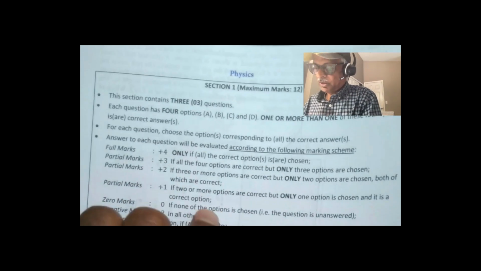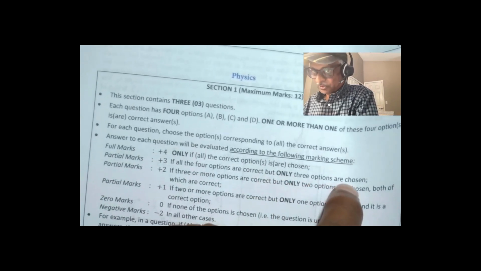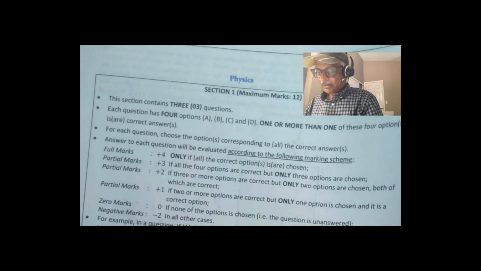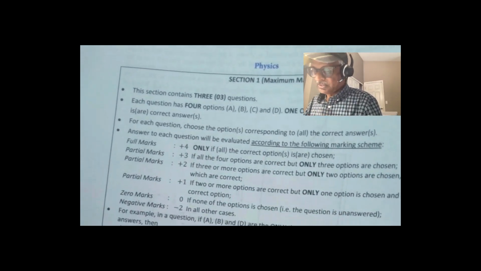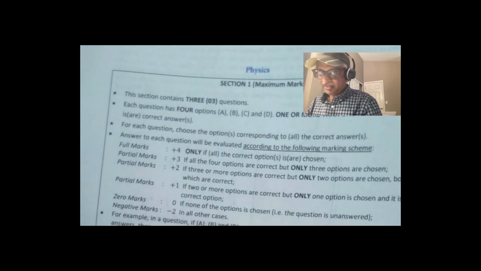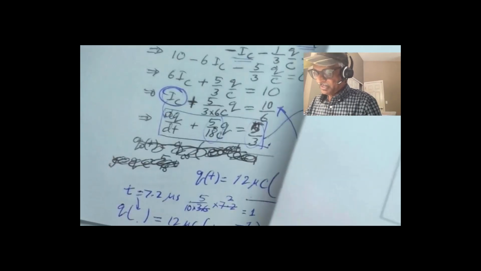If all 4 options are correct but only 3 options are chosen, you already got 3 out of 4. So that's actually a good strategy in the exam, and you can come back later to finish the C part in this question. The ones that you can get easily, just get them right away.